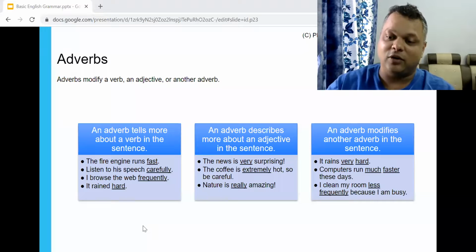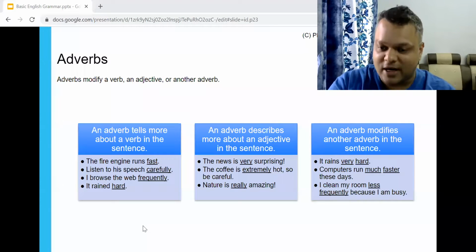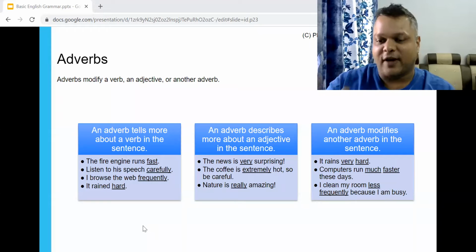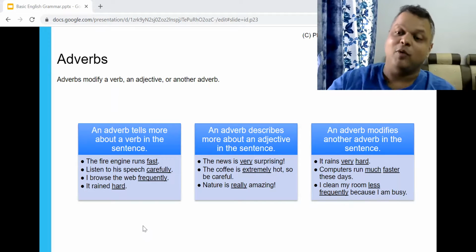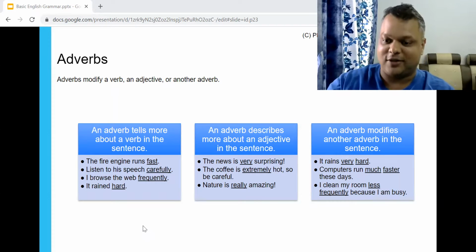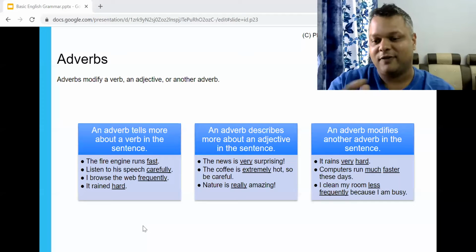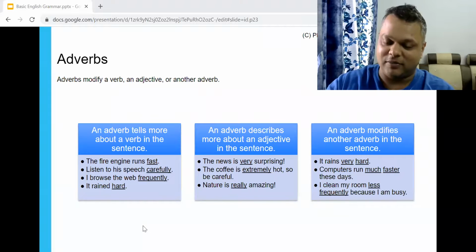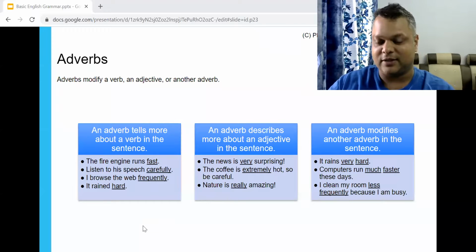So what we decide to do, we use another adverb to describe how much faster they run. So the faster word, which is an adverb, is describing the verb run. Computers run. Run is the verb. Faster is describing run. But we want to say it's even more faster than faster. So what we say, computers run much faster these days. So the much also becomes an adverb. So there are two adverbs in this sentence.